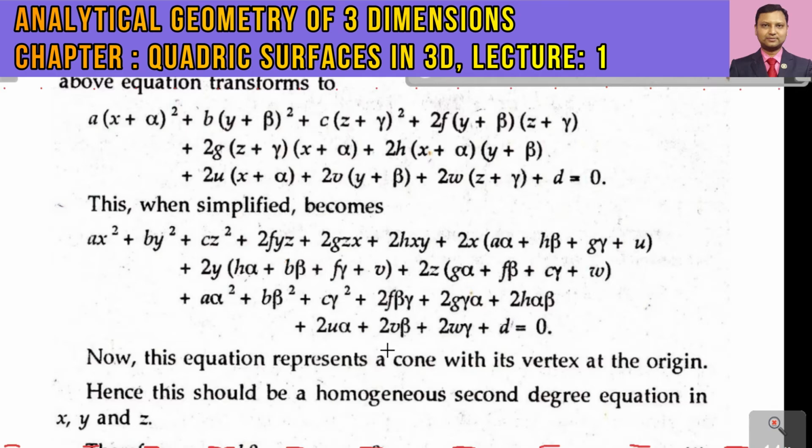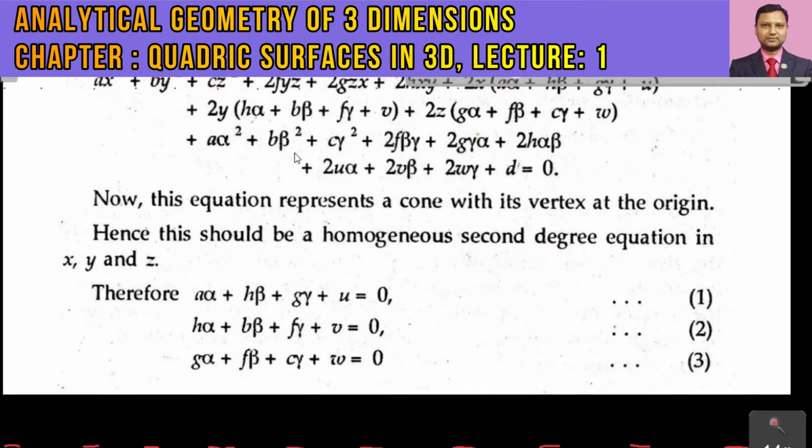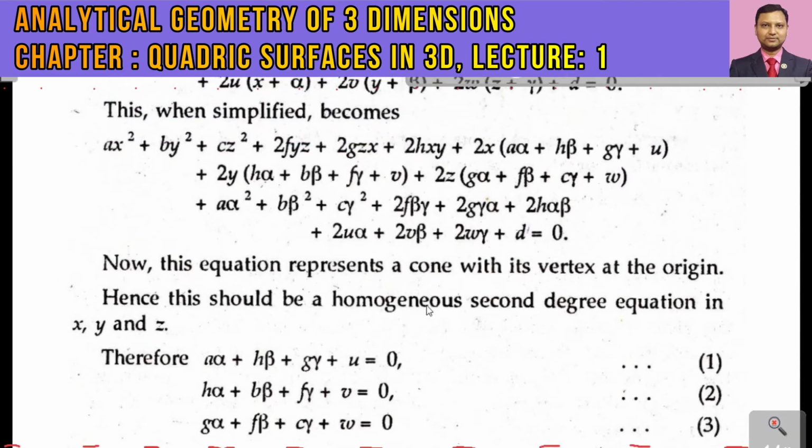All right, and therefore we can now say that from these coefficients, this expression is equal to 0, then the coefficient of y is equal to 0, and the coefficient of z is also equal to 0, and this constant term would also be equal to 0.